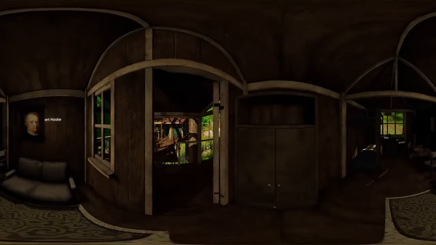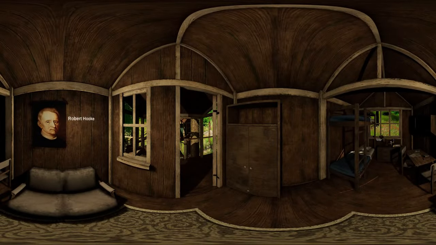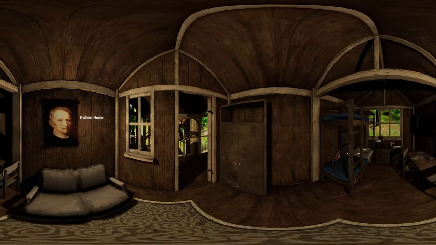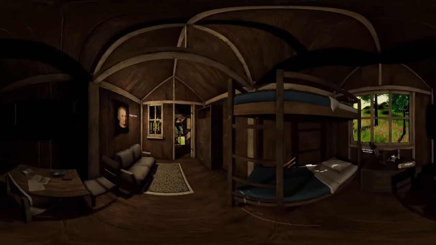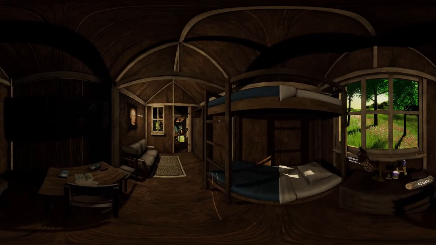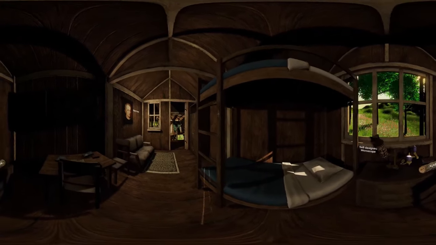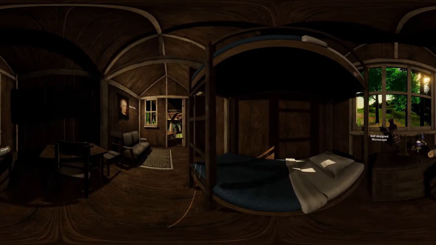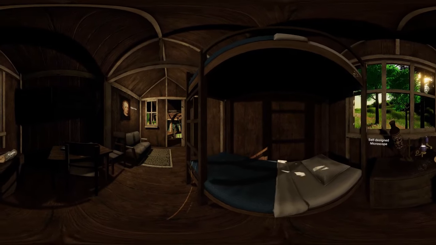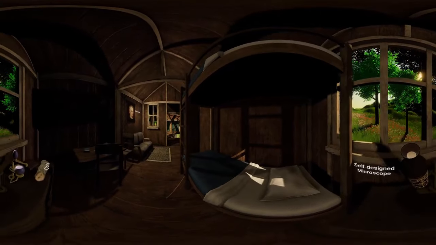This is a photo of a philosopher and architect, Robert Hooke. In 1665, Robert Hooke examined a piece of cork. Cork is a substance which comes from the bark of a tree. This is a self-designed microscope by Robert Hooke. So, let's see, what did he see?